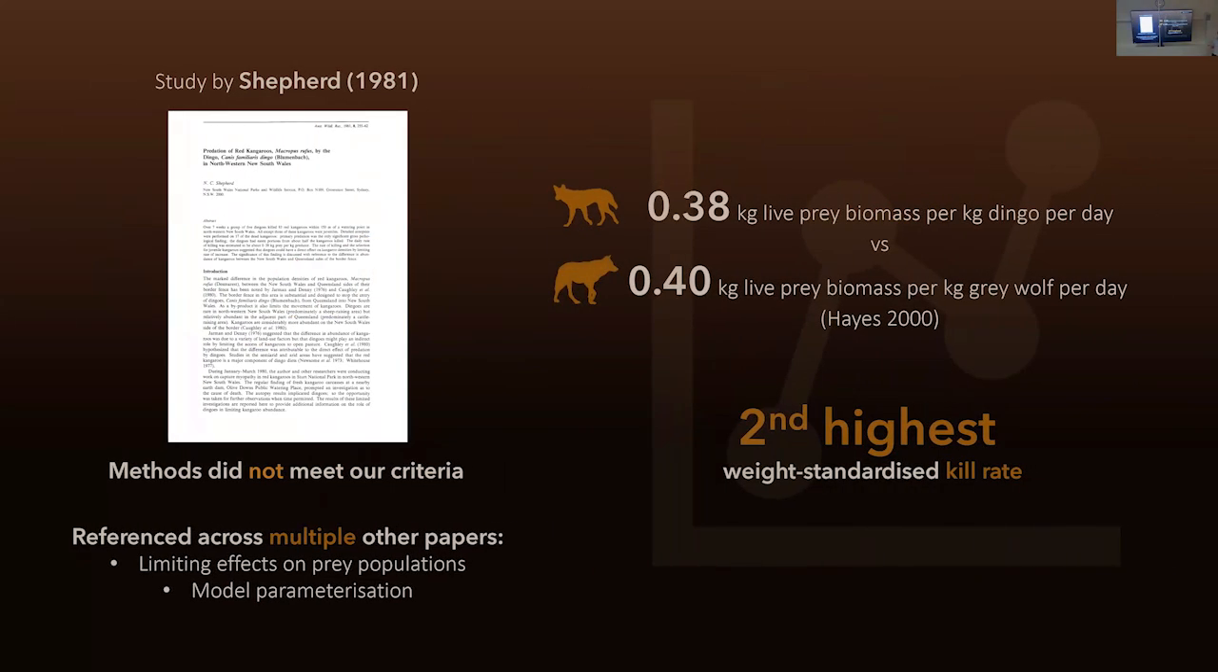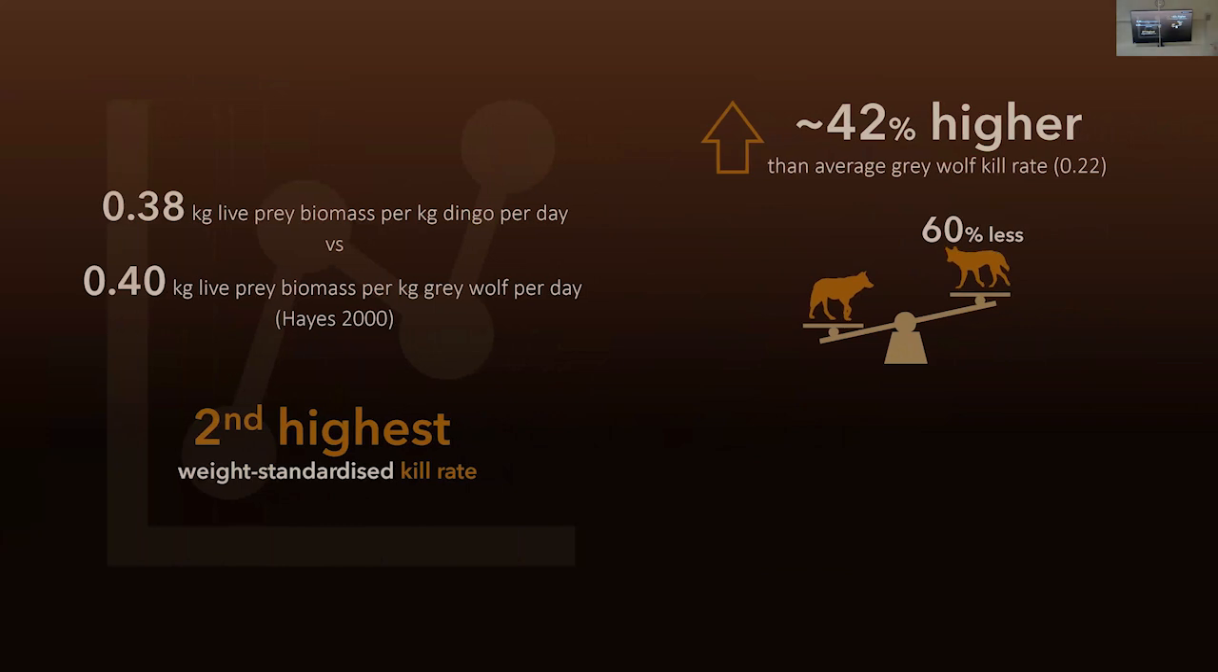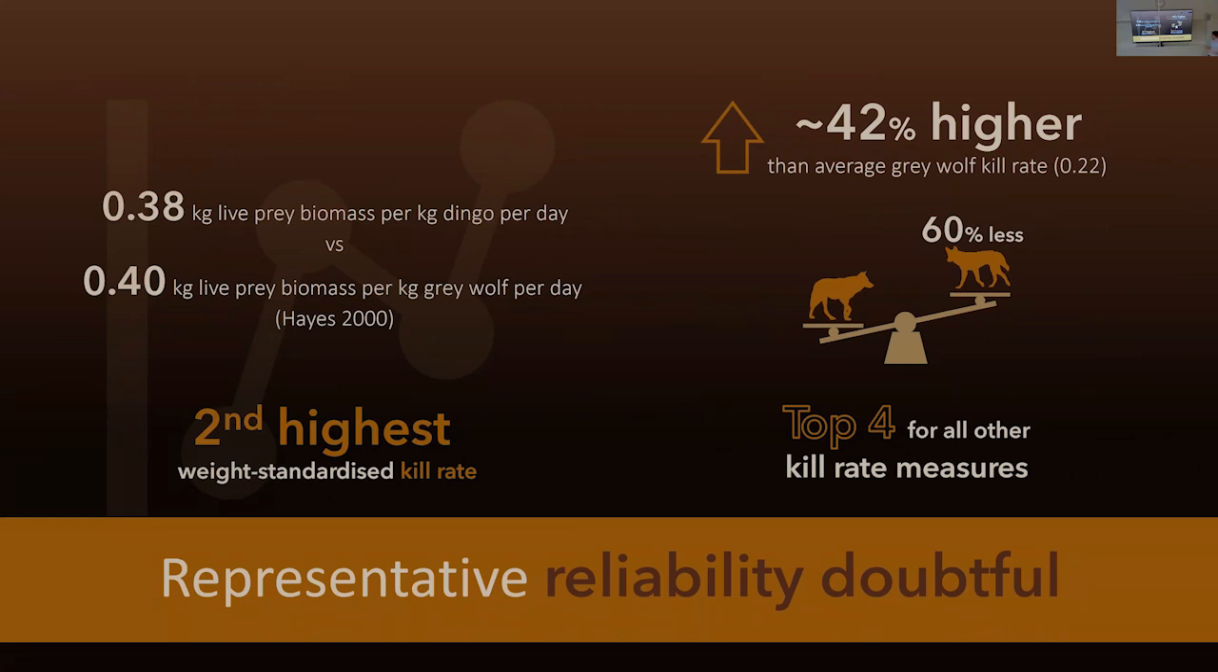However, if we were to take this kill rate at face value, it would be the second highest body mass standardized kill rate on record, basically. That would mean that it's 42% higher than the average grey wolf kill rate, despite dingoes weighing 60% less than a grey wolf on average. And this would put that kill rate in the top 4 of all other kill rate measures. So it's for this reason that it's probably not a very reliable, robust measure of kill rates.